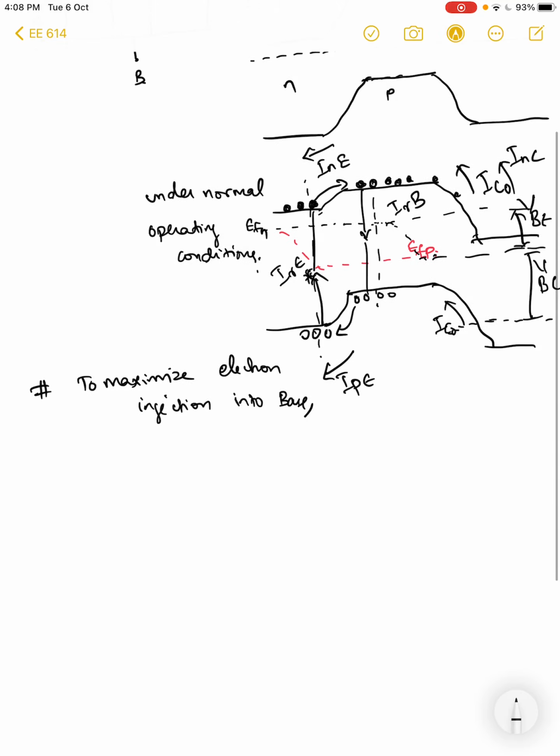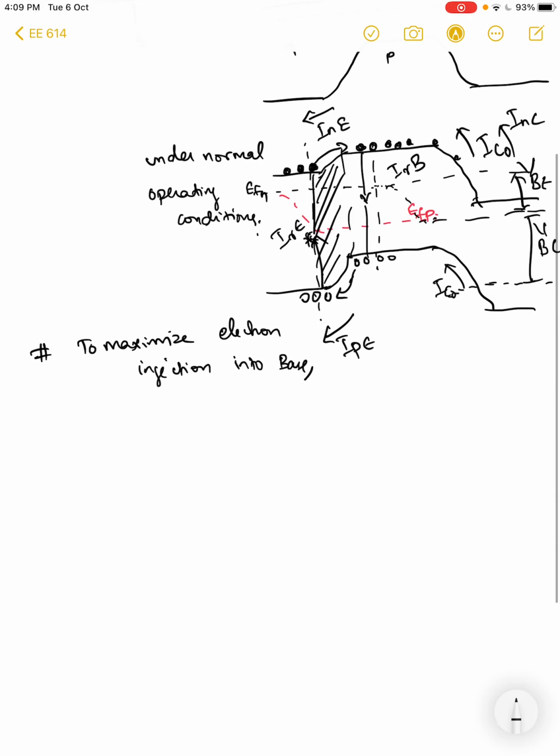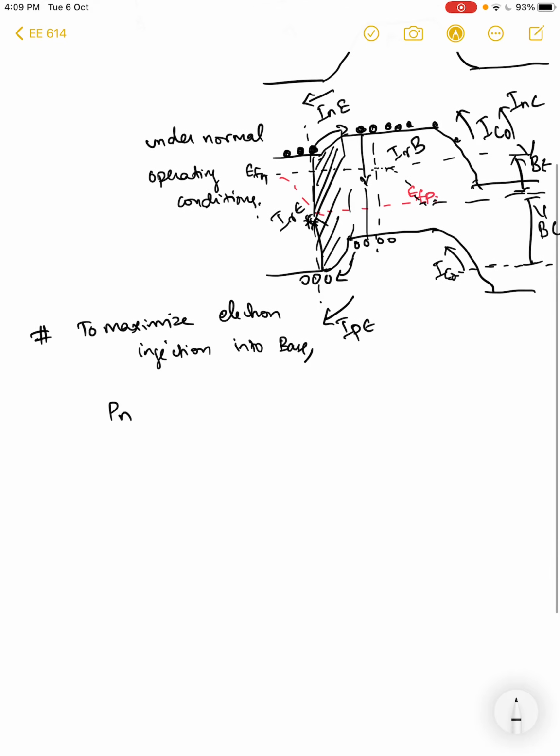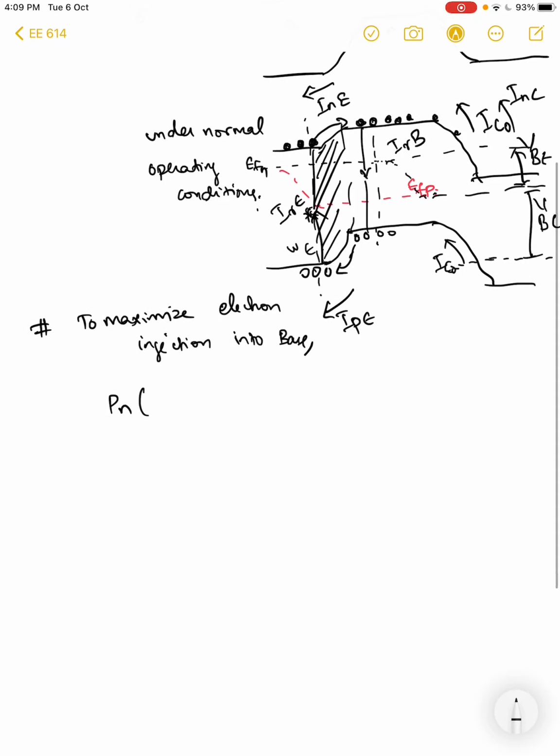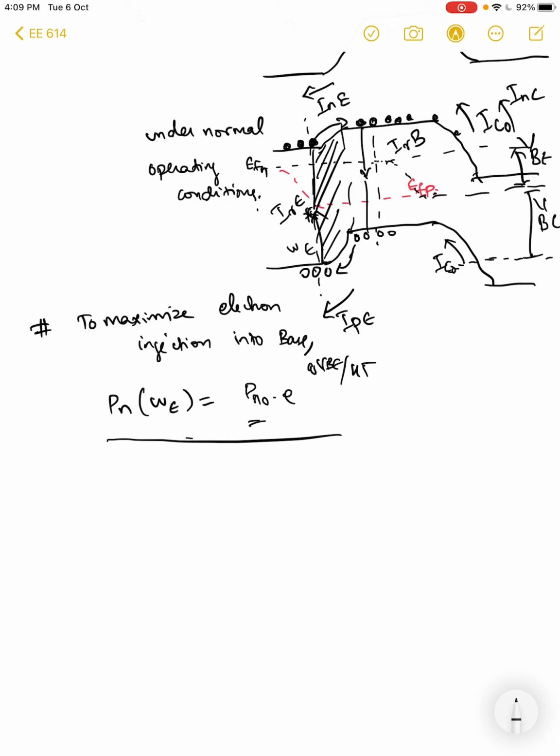So it depends. Let us say I have a depletion width here, right, and the hole concentration in this region. Basically the hole current depends upon Pn of, let us take this region as WE, at WE is basically Pn naught e power QVBE by KT, right? It is proportional to the density of holes in the emitter region. So if we can reduce this number, we will have reduced recombination in the emitter. How do we reduce this number?